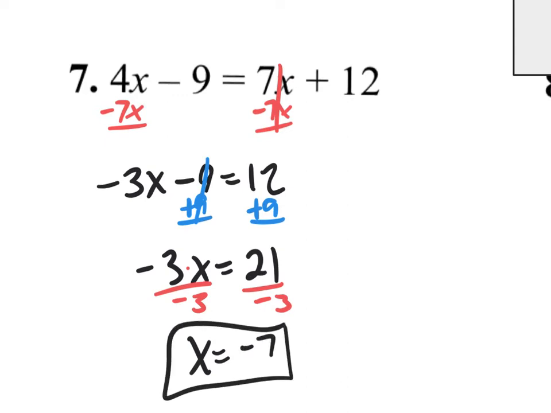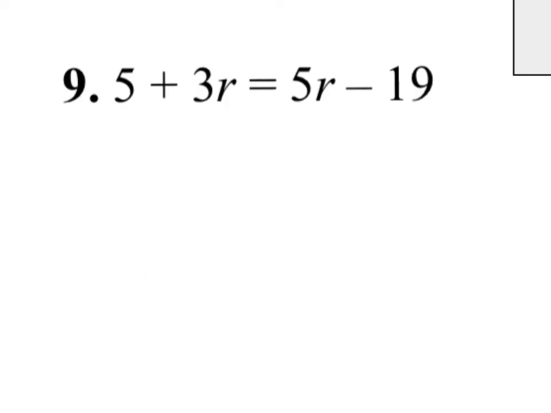Move on to number 8. I'm sorry, number 9. We're doing the odd ones here. Let's get that r by itself on one side. Subtract 5r. Subtract 5r. Rewrite, we have 5 plus, what is 3 take away 5?